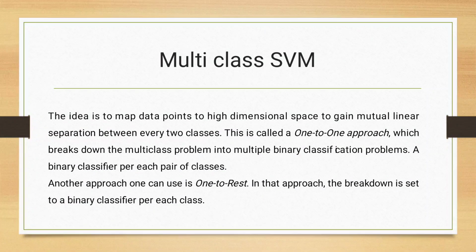Multi-class support vector machine: the idea is to map the data points to a high dimensional space to gain mutual linear separation between every two classes. This is called the one-to-one approach, which breaks down a multi-class problem into multiple binary classification problems, a binary classifier for each pair of classes. Another approach one can use is one-to-rest. In that approach, the breakdown is into a binary classifier for each class.